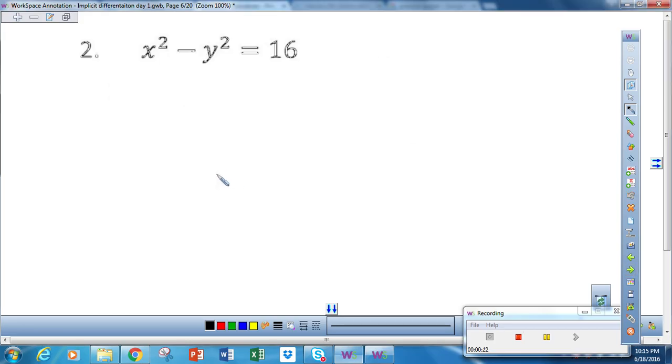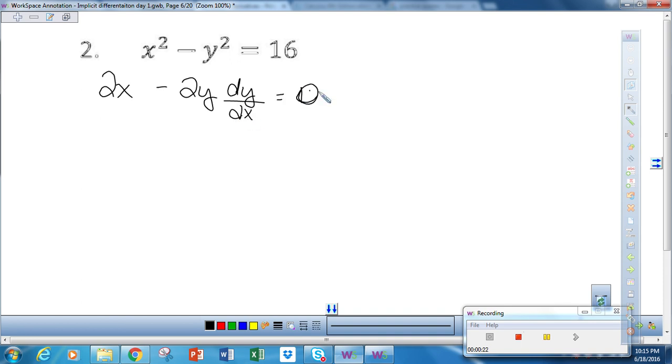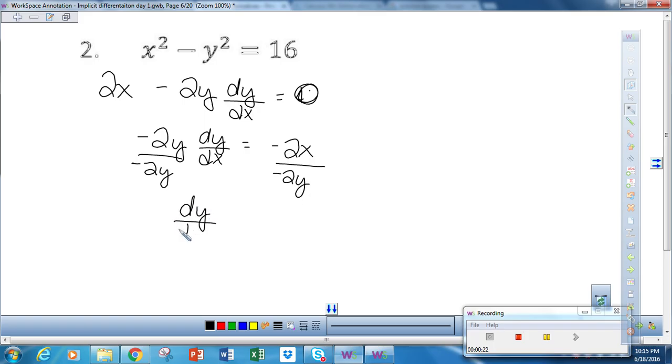This is similar to the circle that we did before. This is a hyperbola. So this gives us 2x, and remember the derivative of x with respect to x is just 1, minus 2y dy/dx, and that's equal to 0, because the derivative of a constant is 0. You thought you had me there, didn't you? So this is negative 2y dy/dx is equal to negative 2x, divided by negative 2y. I get dy/dx is equal to x over y.